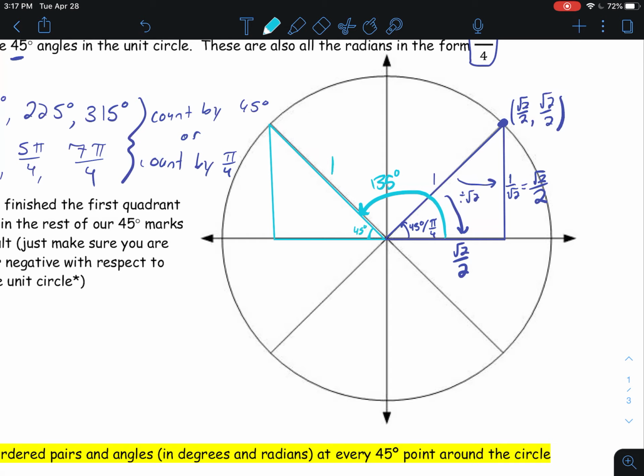So again, 1 is here, divide by radical 2, that gives us radical 2 over 2. Same thing down here, we divide by radical 2, that would give us radical 2 over 2.